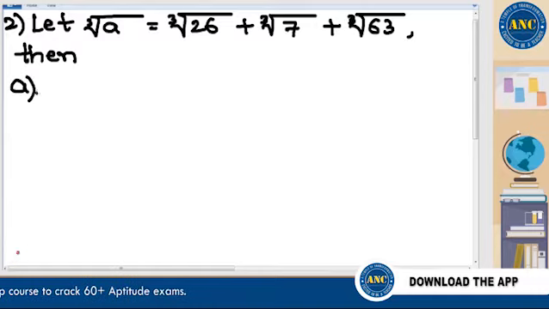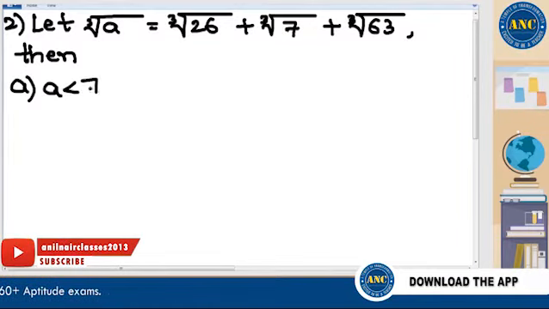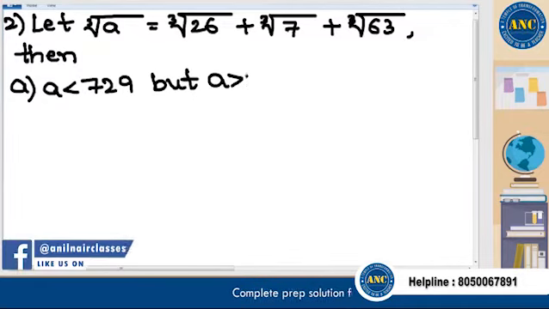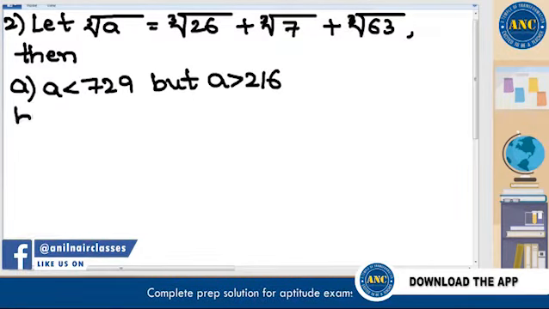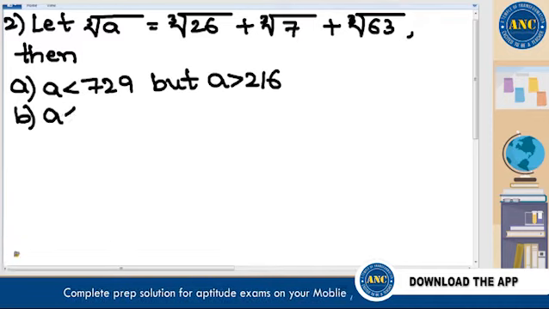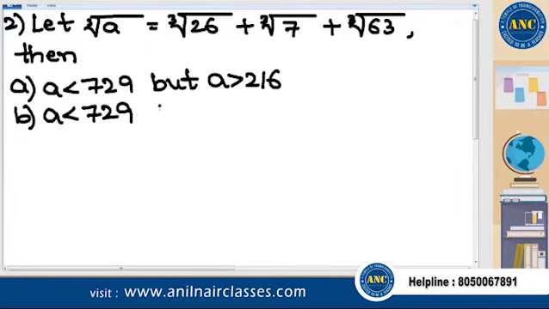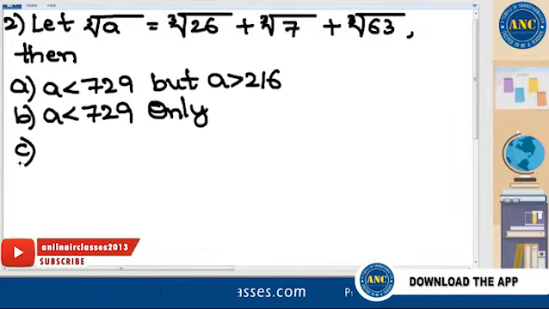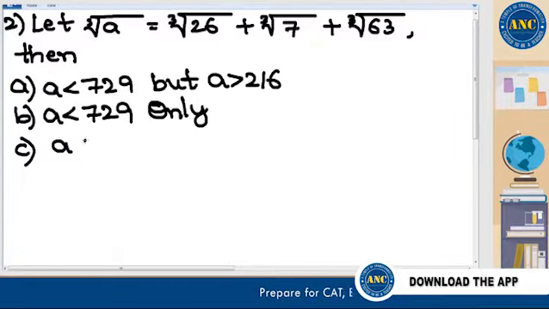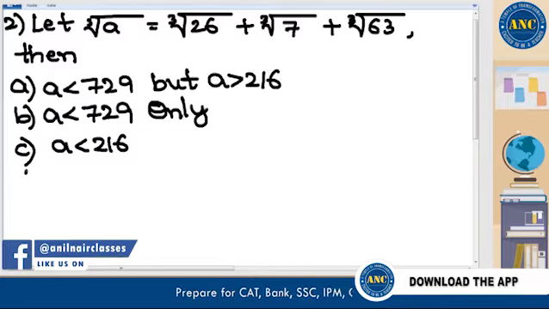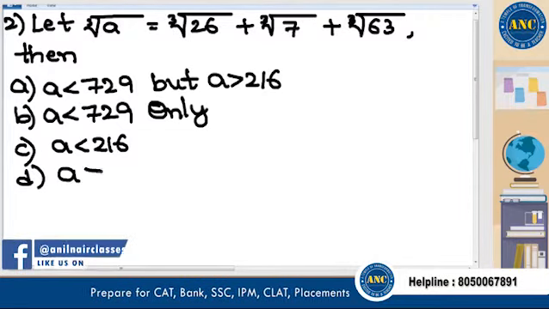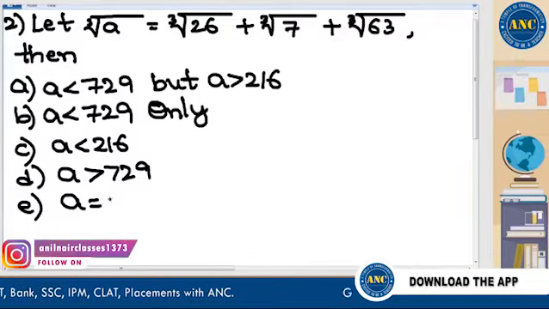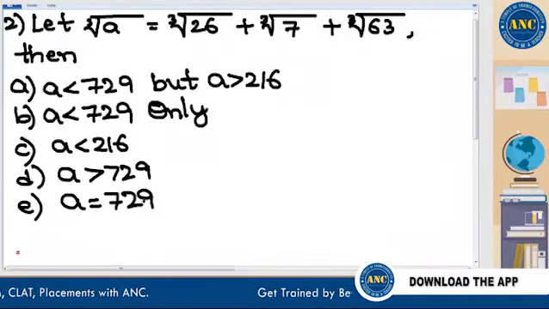The first option is a is less than 729 but a is also greater than 216. The second option is a is less than 729 only. That is the only condition which will satisfy for a. The third option is a is less than 216. The fourth option is a is greater than 729, and the last option is a is equal to 729.